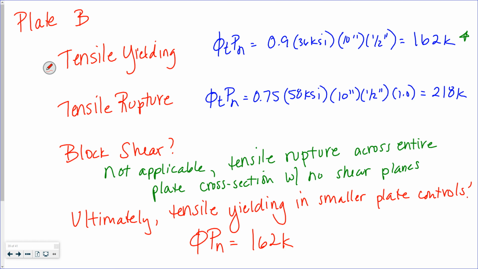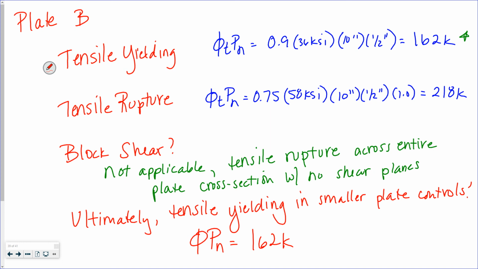Right, and that's looking at tensile yielding, tensile rupture, and block shear in plate A. Tensile yielding, tensile rupture, no block shear because it's not applicable in plate B. And plate B controls because they are the same thickness plate. If they were different thicknesses, if it was a thicker plate B, so less width but more thickness, then its gross cross-sectional area might be more, and it wouldn't be as obvious, but yeah, plate A was never going to control because it was the same thickness but wider.